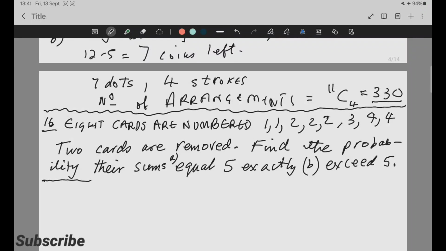Right, question number 16 on combinations, permutations and probabilities. You have 8 cards numbered 1, 1, 2, 2, 2, 3, 4 and 4. 2 of the cards are removed. We want to find the probability first that their sum equals 5 exactly, and secondly that the sum exceeds 5.